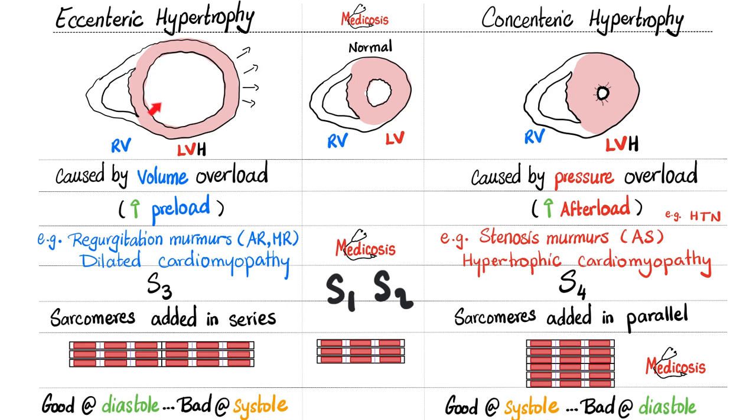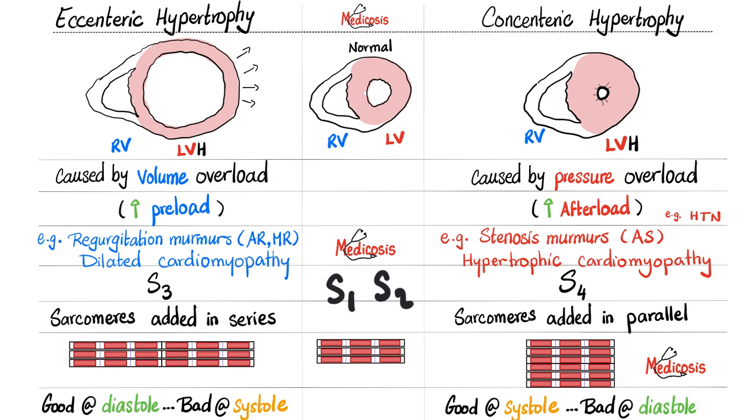How did the heart end up like this? Because we added sarcomeres in series. Instead of the muscle wall looking like this, now it looks like this. So there is longer muscles, so to speak. But in concentric hypertrophy, we added the sarcomeres in parallel. And that's how you end up with a concentrically hypertrophied heart.